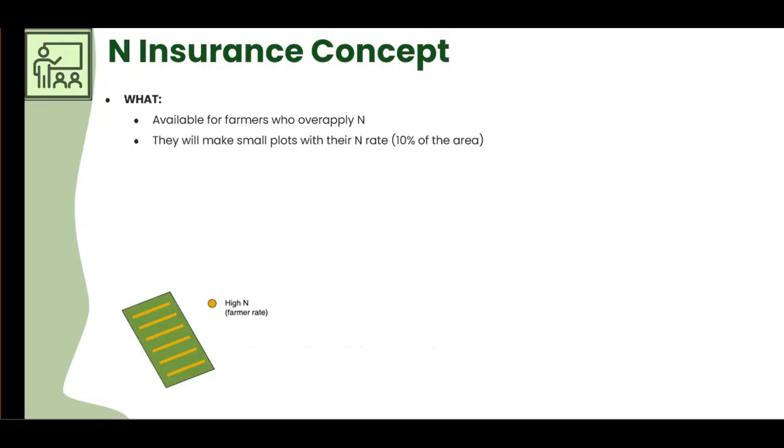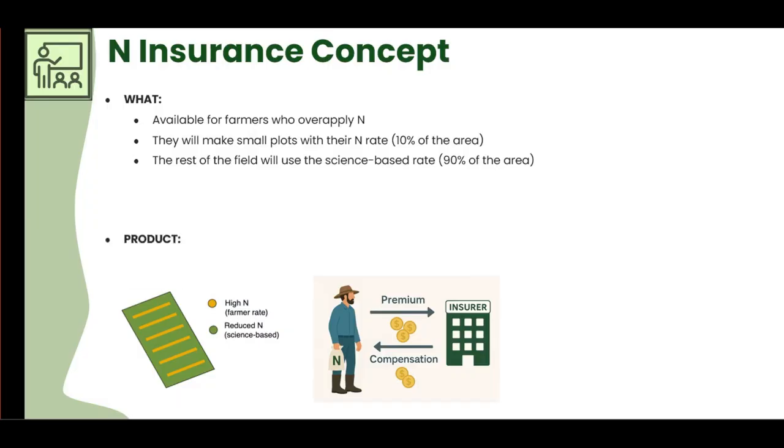So what is this insurance that I'm talking about? This will be a product that will be available for farmers that overapply nitrogen. So those that are above the science-based recommendation. Those farmers will make small plots with their own rate in 10% of the area, and they will use the science-based recommendation on the other 90% of the area.